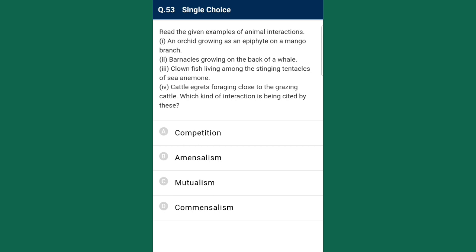tentacles of sea anemones. Cattle egrets search widely for food close to where the cattle are grazing because the cattle move, stir up and flush out from the vegetation insects that otherwise might be difficult for the egrets to find and catch. So the answer is option D, commensalism.